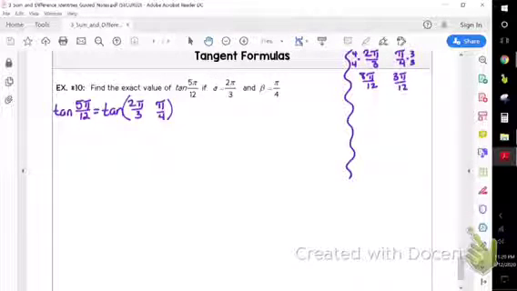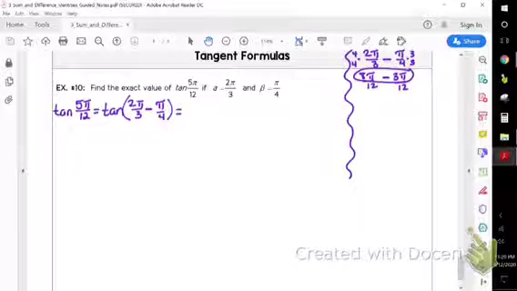When I add or subtract those, I get a 5 pi. Well, if I take 8 pi and 3 pi and I add them, that's 11 pi over 12. That's not what I want. But what's 8 pi minus 3 pi? That's the 5 pi that we want. So we're going to subtract them. So that means that we're going to use our difference formula.